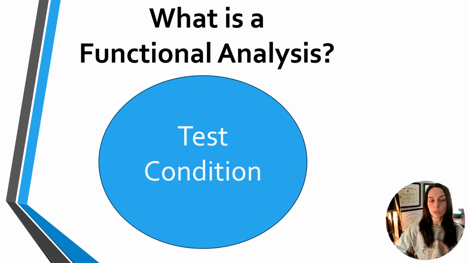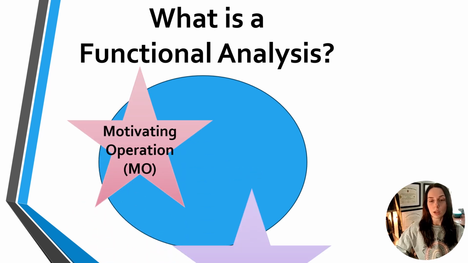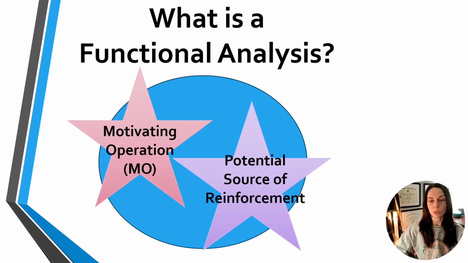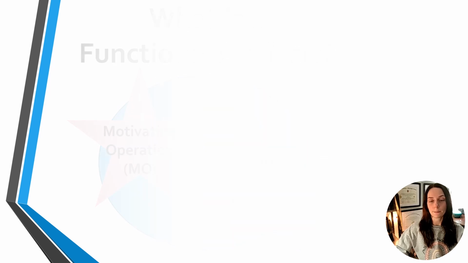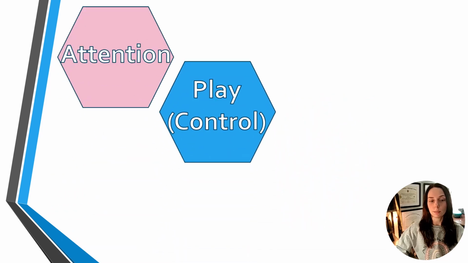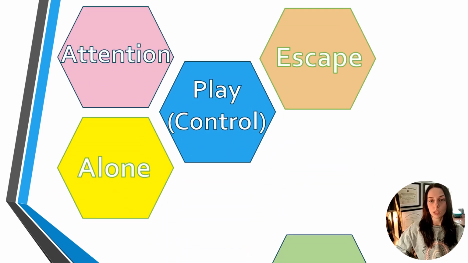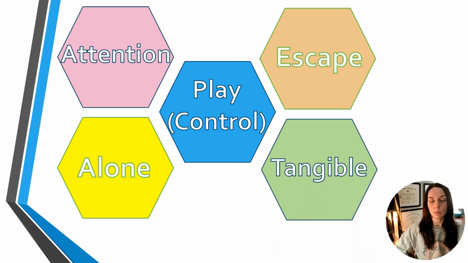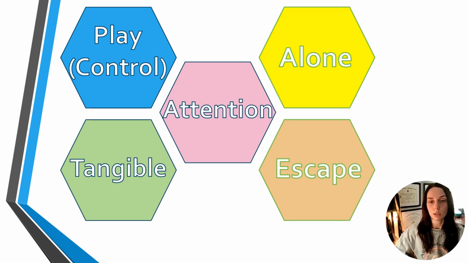The assessment is composed of several test conditions. Each test condition contains a motivating operation, as well as a potential source for reinforcement. The conditions are presented one at a time in an alternating sequence, and occurrences of problem behavior are recorded for each session. The sessions are then repeated to continue to measure the problem behavior to see which condition it's occurring under most consistently.